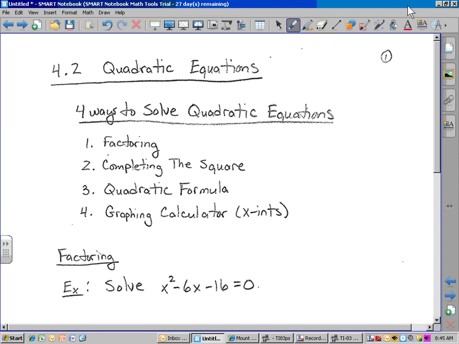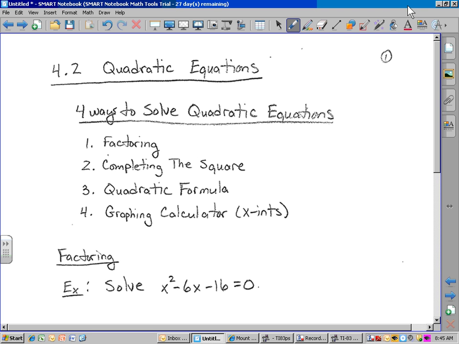Okay, we're going to do 4.2 quadratic equations. This is a review from Algebra 2. All of these things you should have seen before. There are 4 ways to solve quadratic equations. First is factoring. Now, factoring is nice, short and easy, but it doesn't work for every single problem, so it's limited in what it can do.